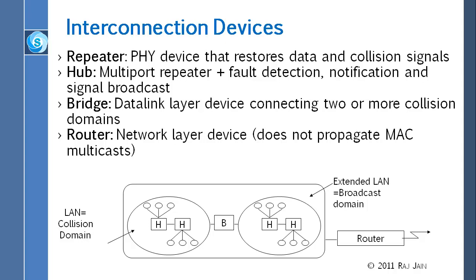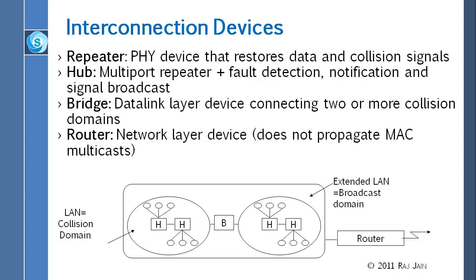So it's a layer 1 device. A hub is a multi-port repeater. So if you put a hub, you can connect many things. One bit comes in, one bit goes out. A bad bit comes in, a good bit goes out. That's a hub.